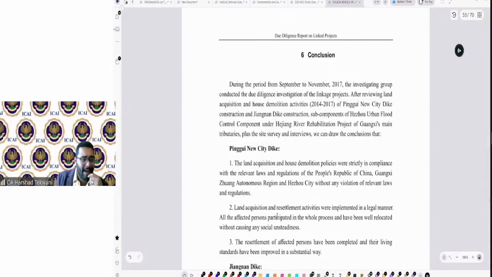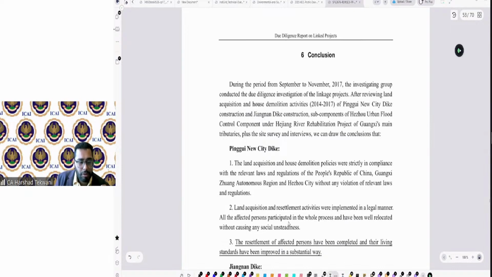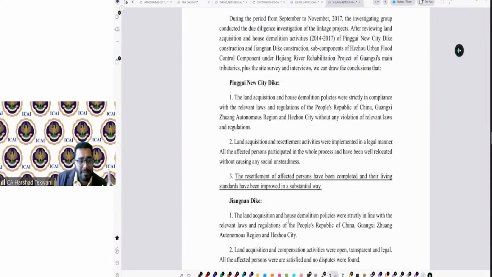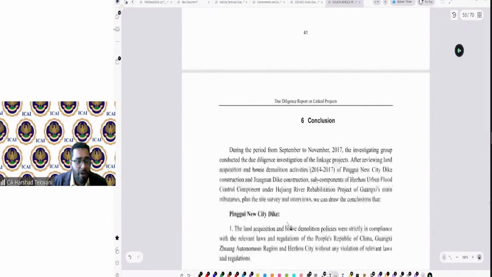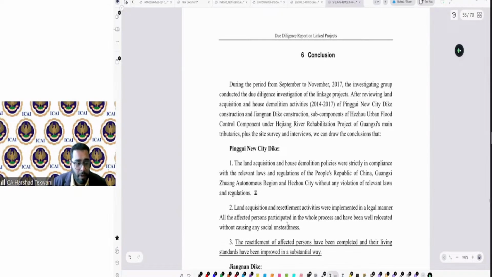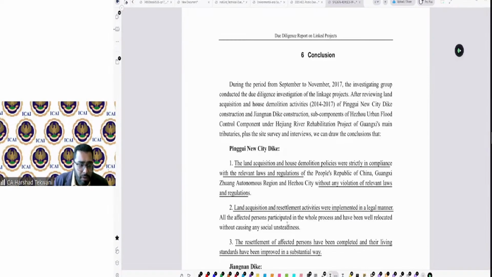If I go to the conclusion, it is about whether the resettlement has affected the people or not, and whether the resettlement has benefited the people's lives. What was the conclusion after analyzing the whole project? The land acquisition and house demolition policies were strictly in compliance with the relevant laws and regulations, without any violation. Land acquisition and resettlement activities were implemented in a legal manner, without causing any social unsteadiness. Resettlement of affected persons has been completed and their living standards have improved in a substantial way. So they are talking about the outcome of the investigation over here.